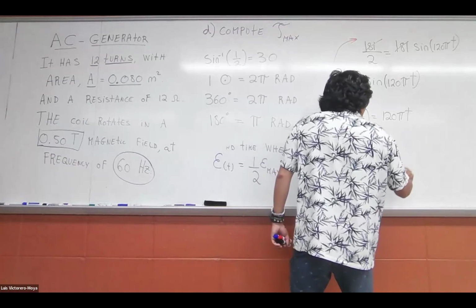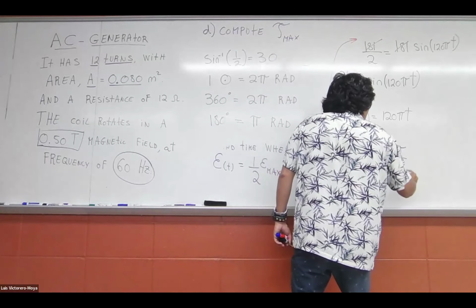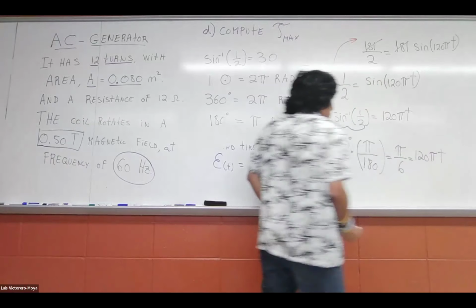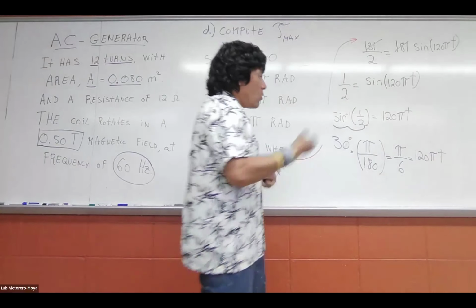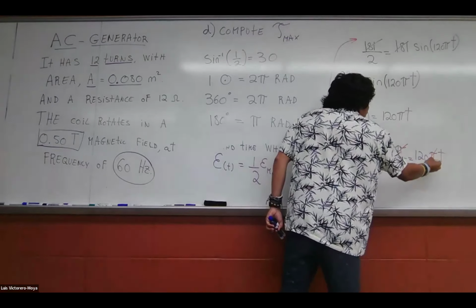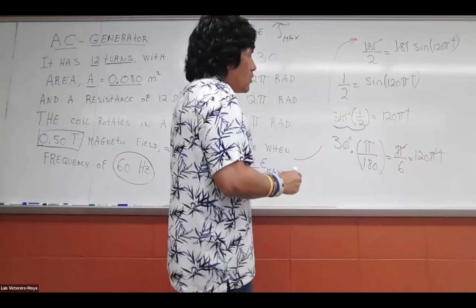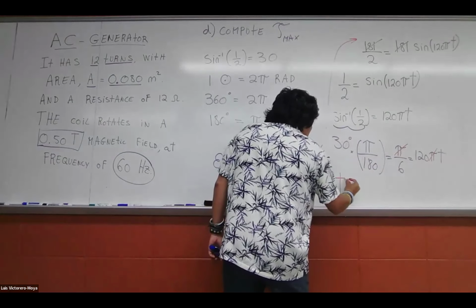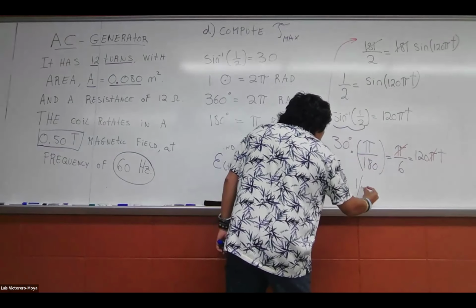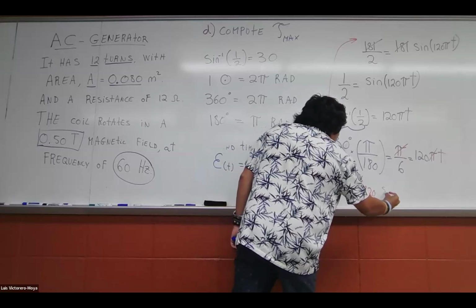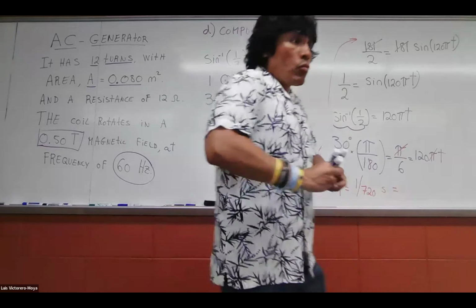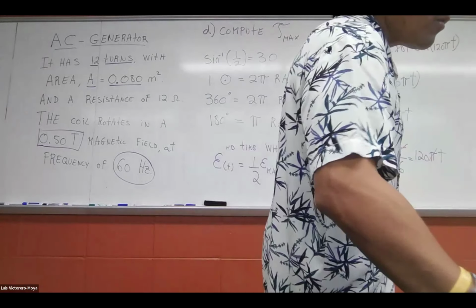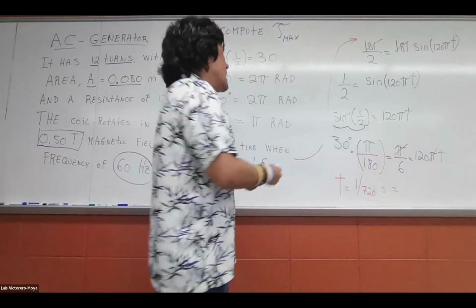So pi over 6 is equal to 120 pi times time. That makes it easy. Now you can cancel pi's, and then you get the time. Time will be 1 over 6 times 120, which is 1 over 720 seconds. If I were to round that in milliseconds, that's 1.39.